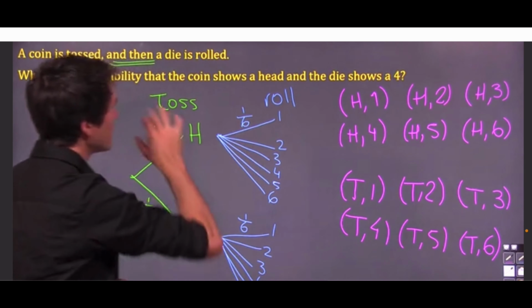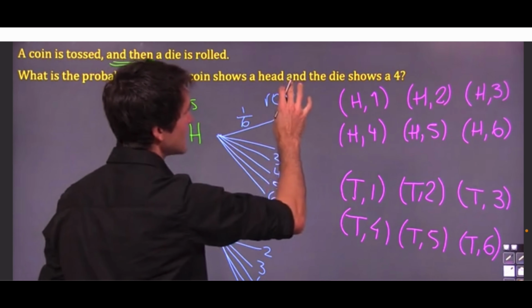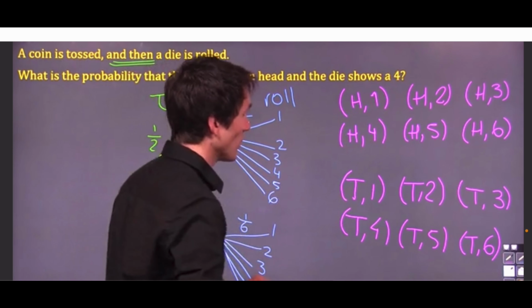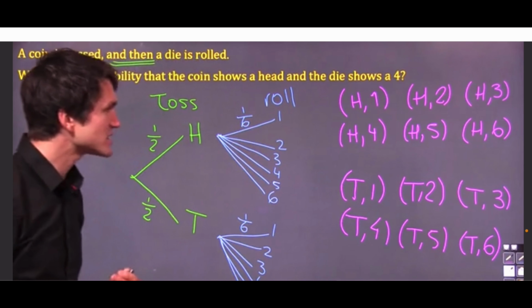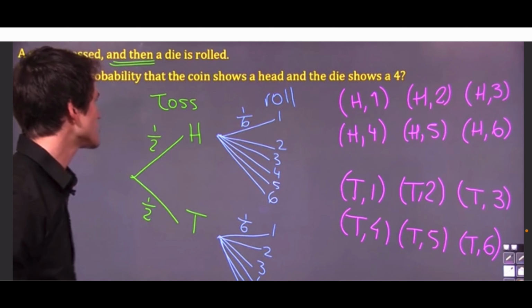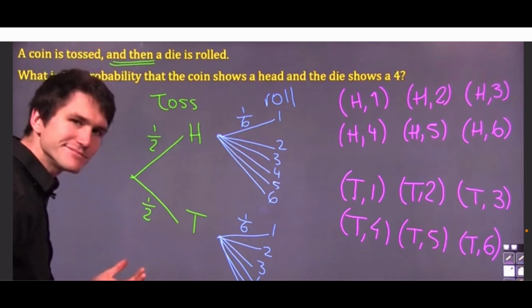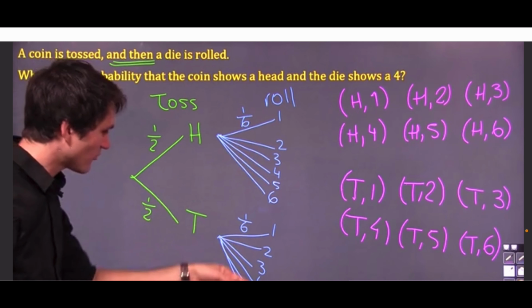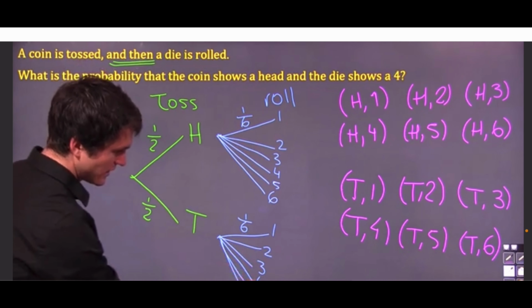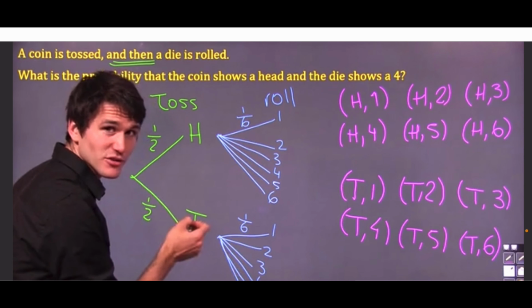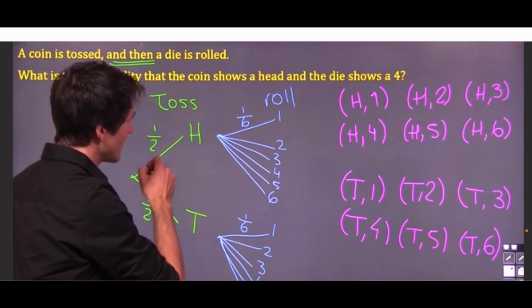Now we're going to find the probability that the coin shows heads and the die shows a 4. How many ways can this happen? How many ways can we get first a head and then the die showing a 4? We could get a 4 here and a 4 here. We could have gotten the 4 right here, but that would mean we got tails first. We want to first get a heads.